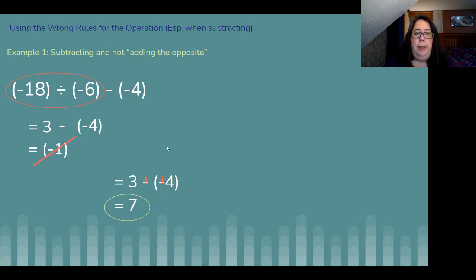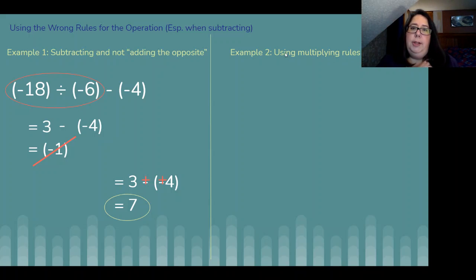The other example that we're going to look at, the last one, is using multiplying rules when adding. Sometimes you see multiplying rules applied, especially when you have two negatives of the same sign. They'll change the answer to positive, instead of adding more negatives. So for this example, we're going to look at -6 plus -4, subtract -2.